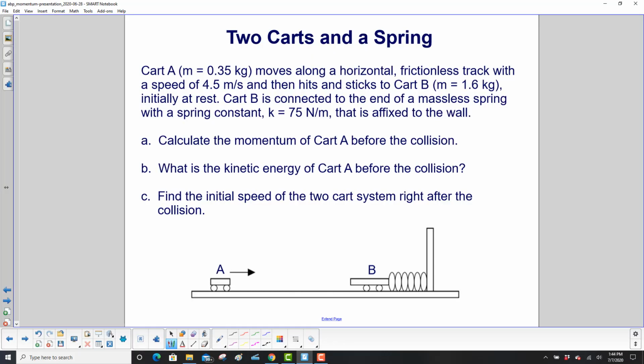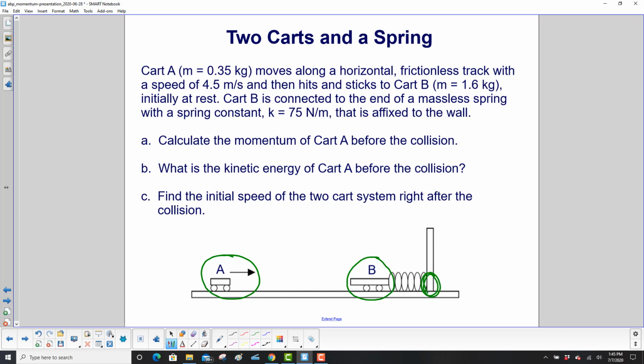Cart A, with a mass of 0.35 kilograms, moves along a horizontal frictionless track with a speed of 4.5 meters per second, and then hits and sticks to Cart B, mass of 1.6 kilograms, which is initially at rest. Cart B is connected to the end of a massless spring with the spring constant k is 75 newtons per meter, and it is stuck to the wall here.